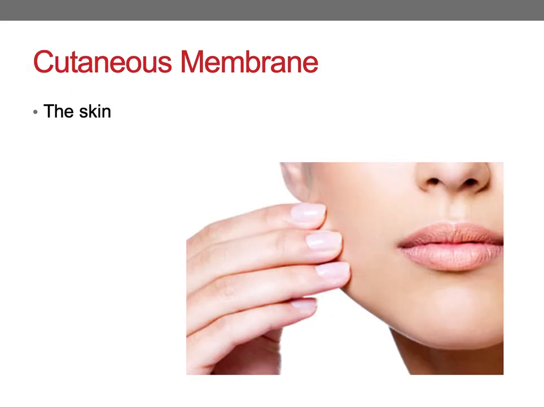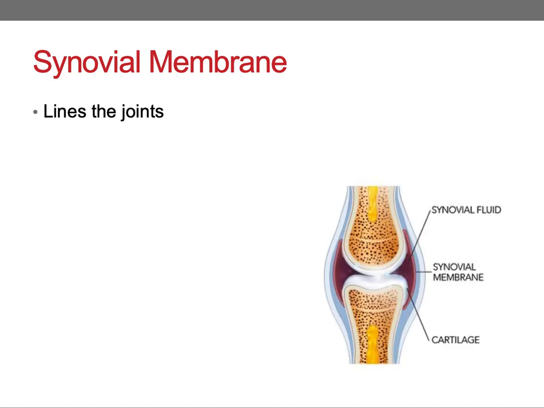So the first one we'll talk about is the cutaneous membrane. This is simply the skin. The skin is made up of epithelium with underlying connective tissue, and therefore it's an epithelial membrane. It covers the outside of our body and is used to keep the things on the outside outside and the things inside inside. Next, we have the synovial membrane.